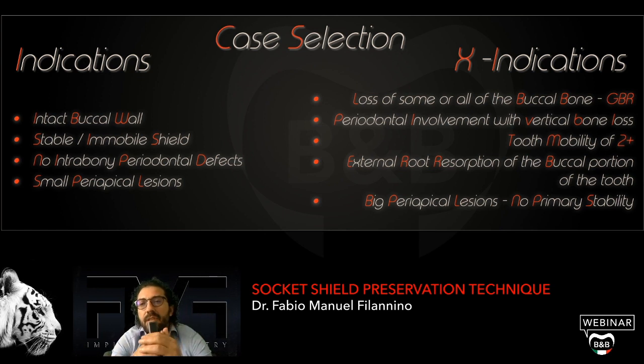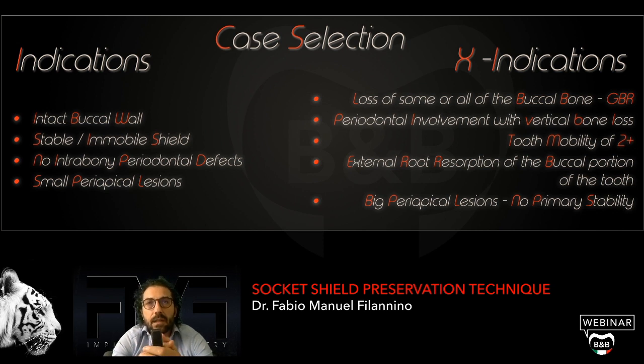Contraindications are loss of some of the buccal bone. For example, if we have resections and/or a damaged buccal bone, we have to avoid the socket shield technique and go through a GBR, a typical GBR technique. And of course, if we have periodontal problems of the root, we cannot go through the socket shield technique. Also, if the tooth mobility is higher than level 2, we have to avoid the technique.